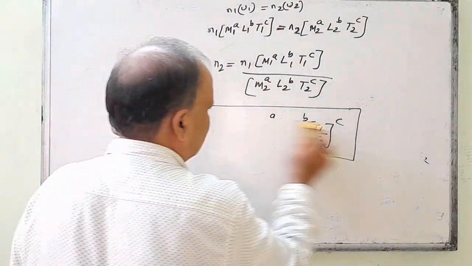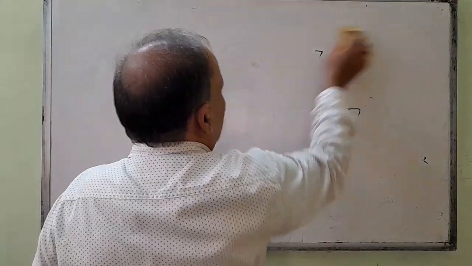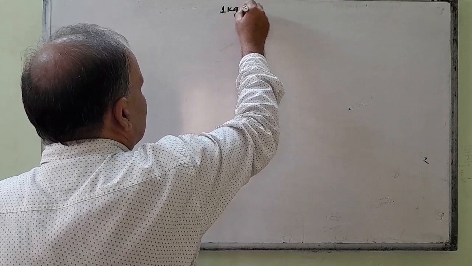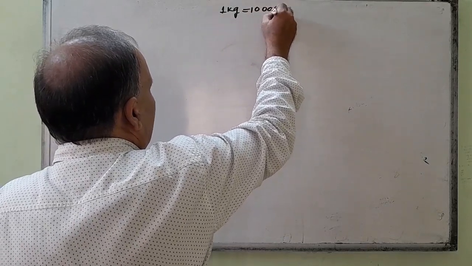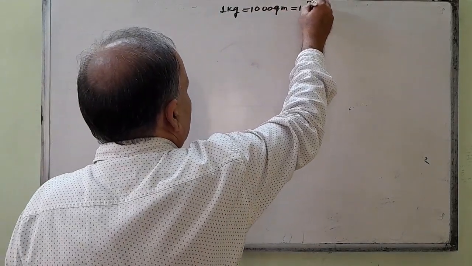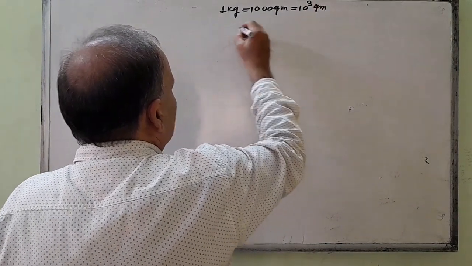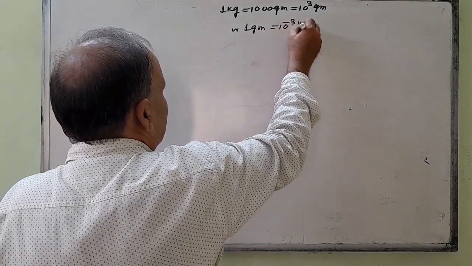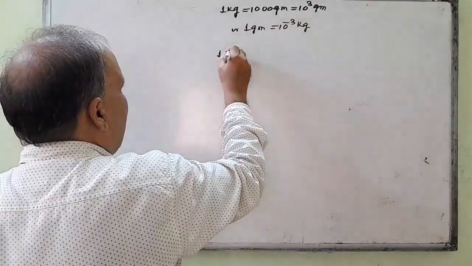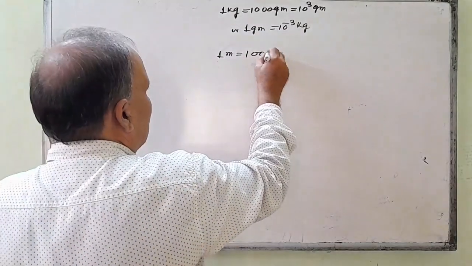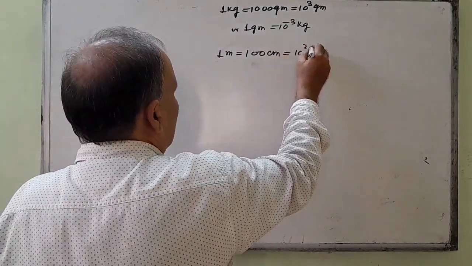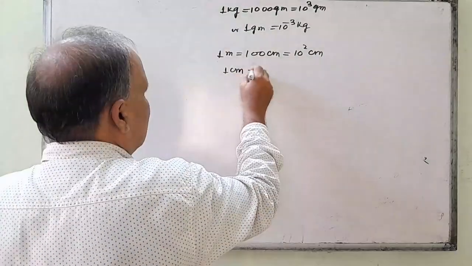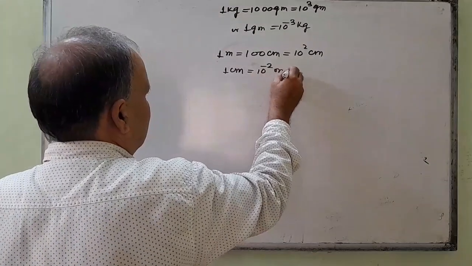This is the formula. Now, I am giving you some conversion factors. You know, 1 kg is equal to 1000 gram, that is equal to 10 to the power 3 gram, or 1 gram is equal to 10 to the power minus 3 kg. Similarly, 1 meter is equal to 100 centimeter, that is equal to 10 to the power 2 centimeter, or 1 centimeter is equal to 10 to the power minus 2 meter.